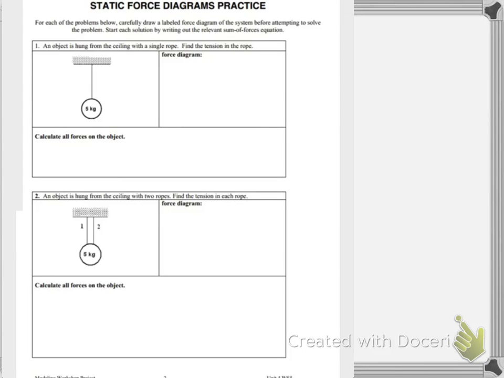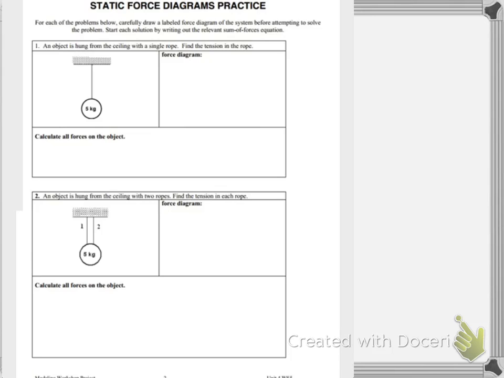Hello, and welcome to the static forces diagram practice worksheet. So we'll go ahead and start with number one. An object is hung from the ceiling with a single rope. Find the tension in the rope.